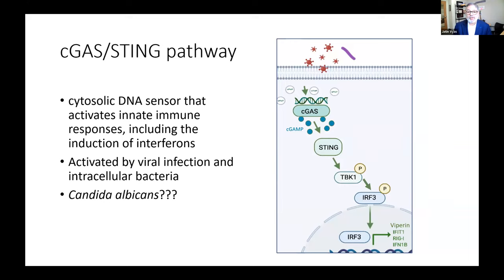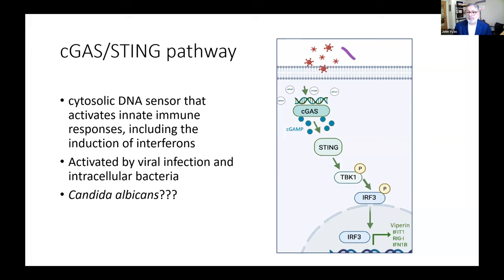On the cartoon to the right, what I hope you can appreciate is that there's cytosolic DNA engaging the cGAS, which then leads to a second molecule, cGAMP, which will then activate the STING pathway, causing phosphorylation of TBK1, IRF3, and ultimately IRF3 translocates to the nucleus, which allows for the elaboration of these immune stimulated genes.